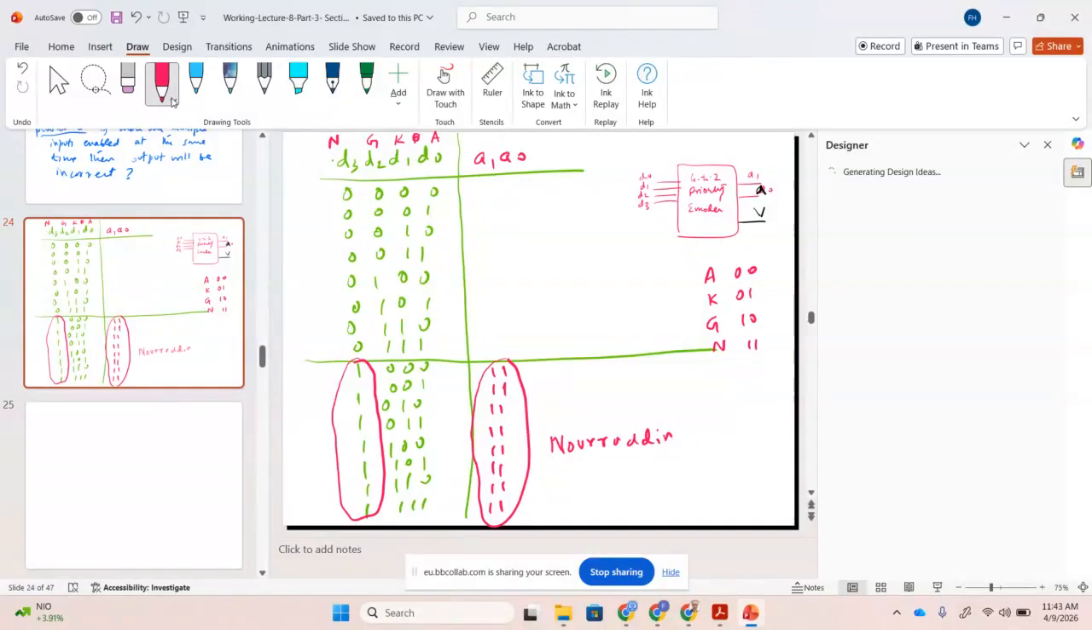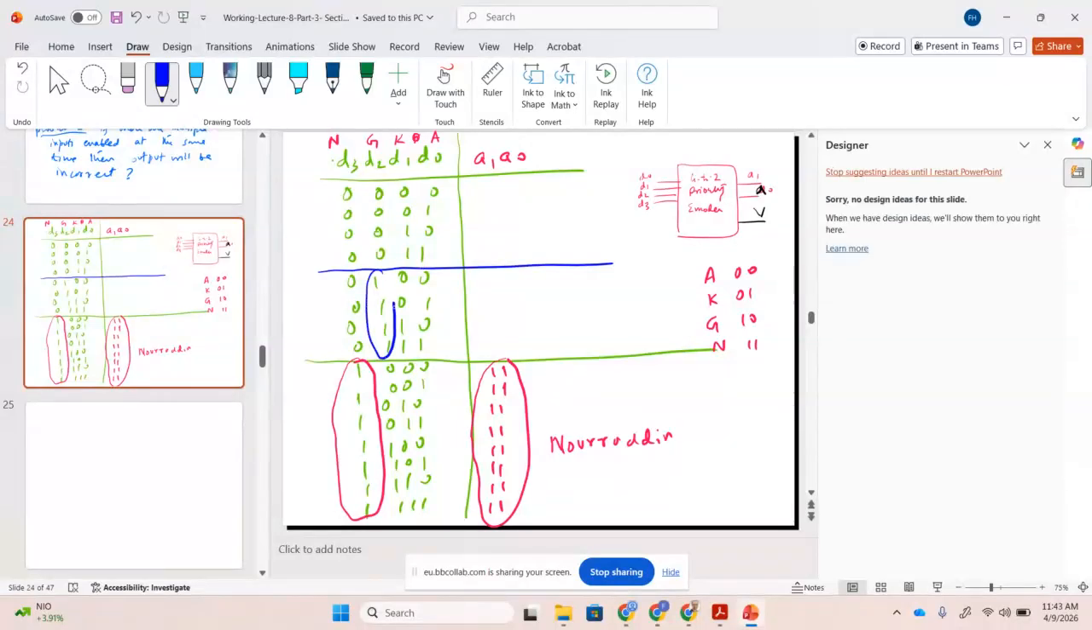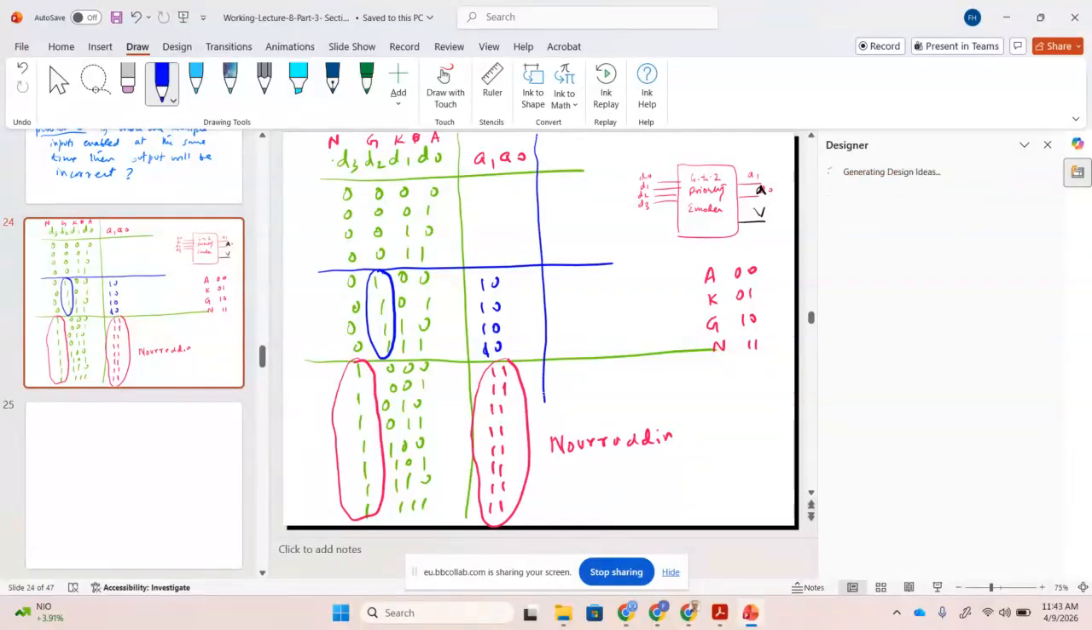Now we are going for the other case. So now we are going for this case. Okay, Nuruddin's hand is down. Now whose priority is this? The priority is for Ghala. And what is the code for Ghala? It is 1, 0. So it is 1, 0, 1, 0, 1, 0, and 1, 0. Got it or not got it? Any question?